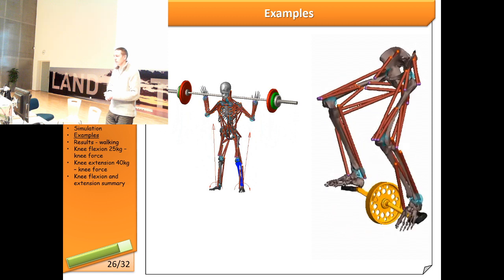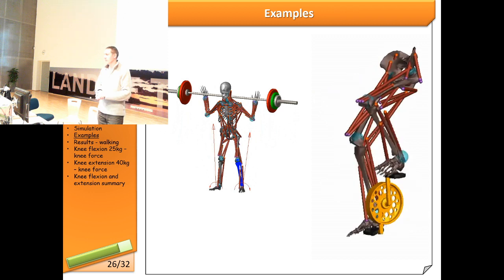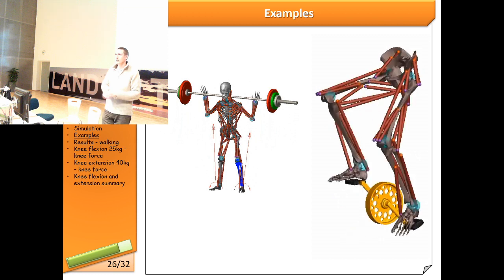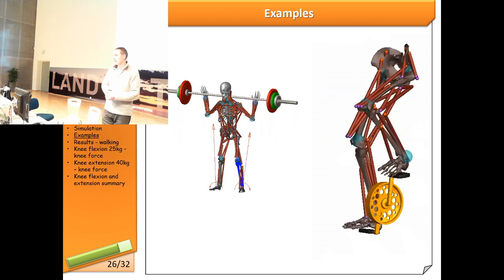That was a very simple simulation, but it was still interesting to see how to model cycling. The feet were fixed to the pedals. They were allowed only to rotate, because the contact was more difficult in that location. But anyway, the model was quite nice.